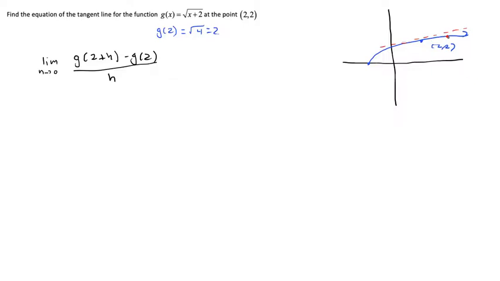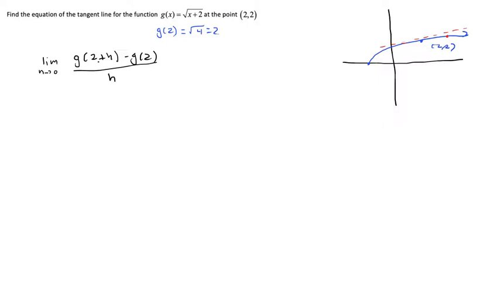So this is g of 2 plus h. H is the distance here. And this is g of 2. And then as h gets smaller and smaller, so as this distance gets smaller and smaller, we're eventually going to hit the tangent line. This we should be able to do. This is just a little bit of algebra.